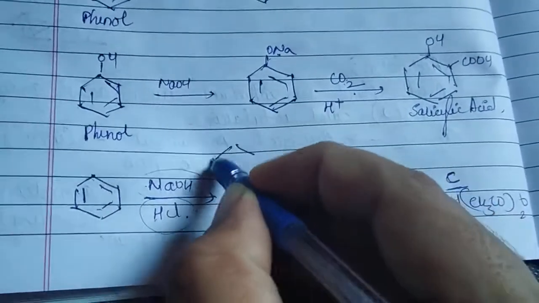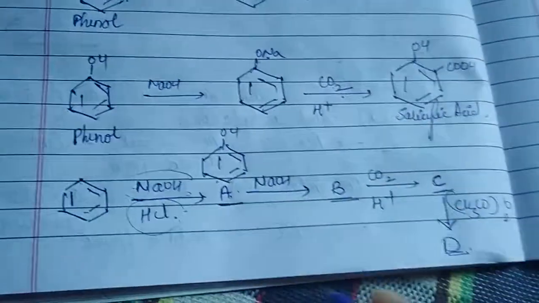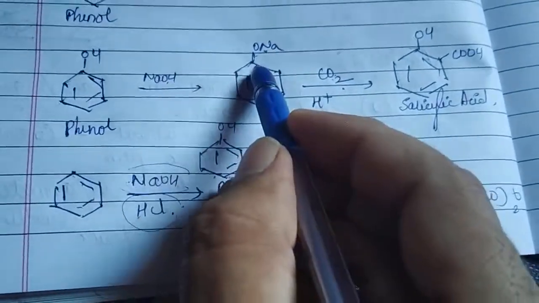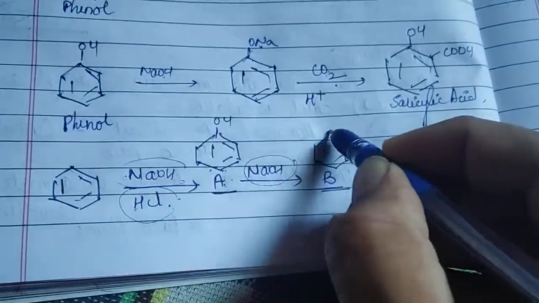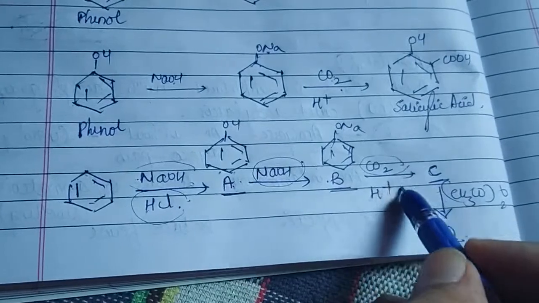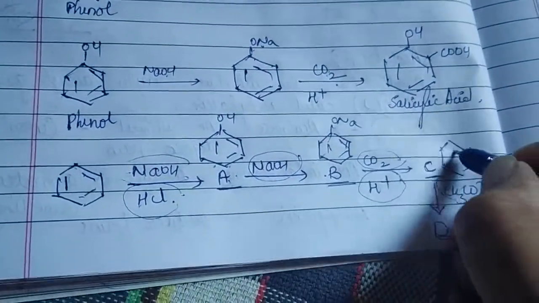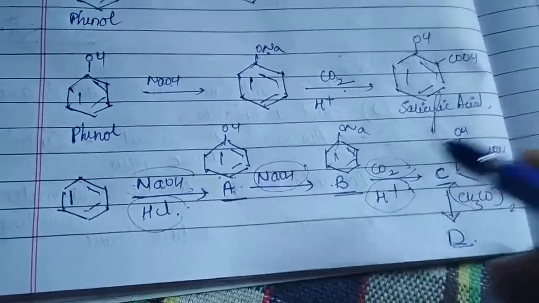Yes, it is our phenol. Then once again this phenol is treated in the presence of NaOH, what happens? Of course, you are going to get sodium phenoxide. So this sodium phenoxide, when it is treated with carbon dioxide in the presence of H plus, you are going to get our salicylic acid. See the position of OH and COOH, very much important.